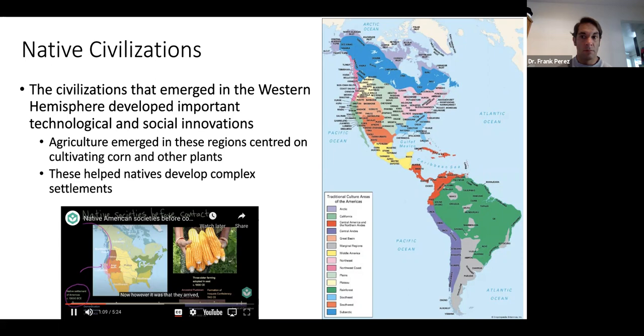Now, however it was that they arrived, they spread north and south and east throughout the Americas, so that by the time that Europeans arrived in the late 1400s, there were perhaps 50 million people. That's kind of a mid-range number for the estimates that historians have made living in the Americas. And of those, 4 to 6 million were living in North America.